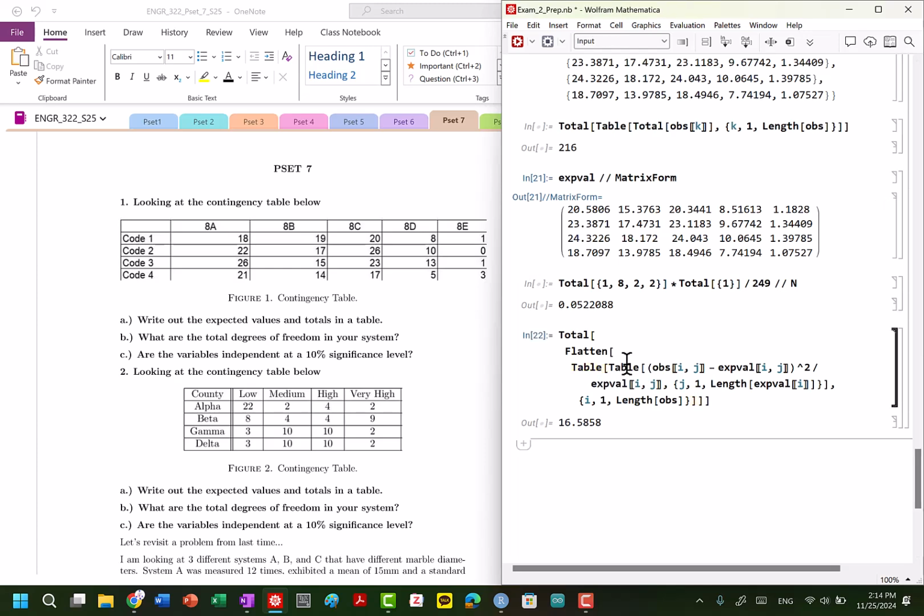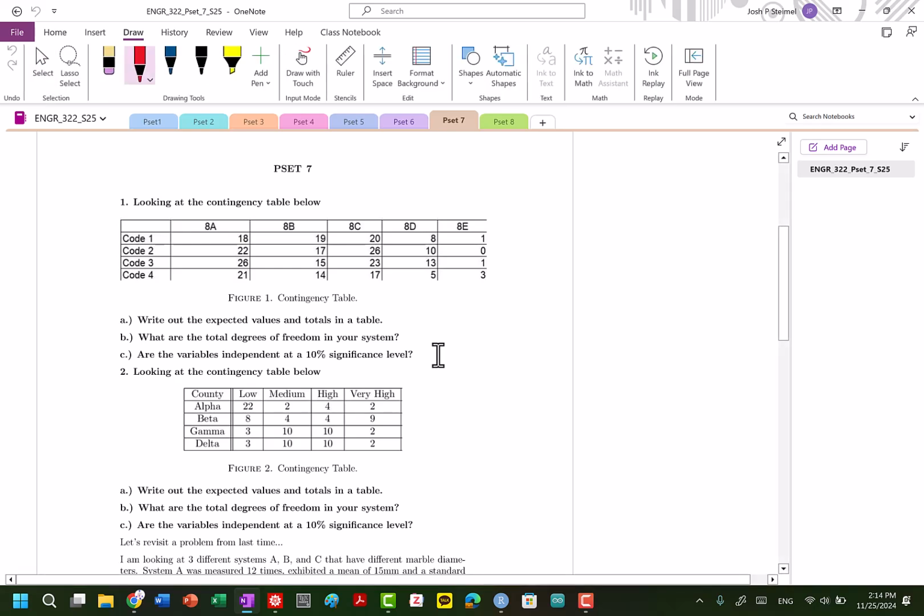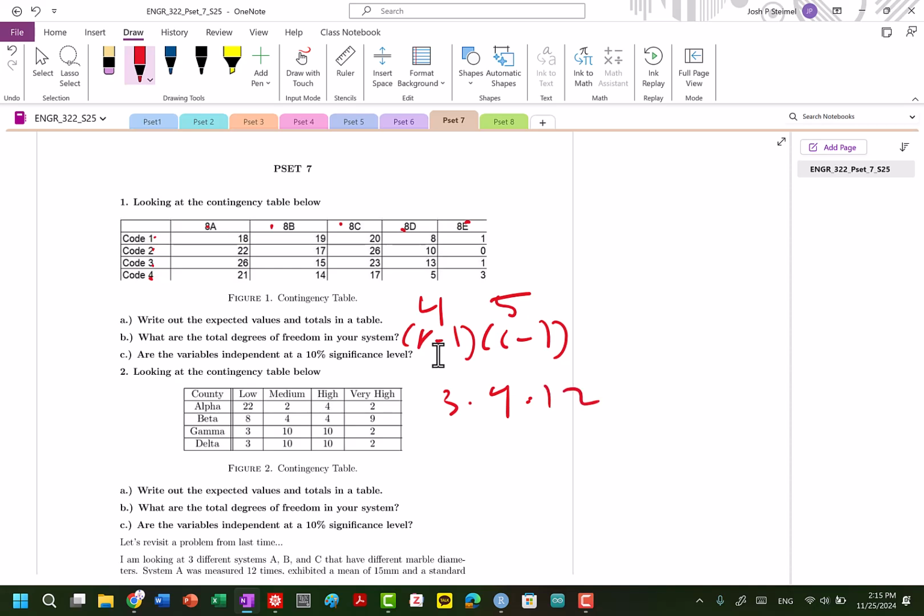Chi-squared experimental is 9.55. Degrees of freedom is rows minus 1 times columns minus 1. So number of rows, 1, 2, 3, 4. Columns, 1, 2, 3, 4, 5. So 3 times 4 should be 12.